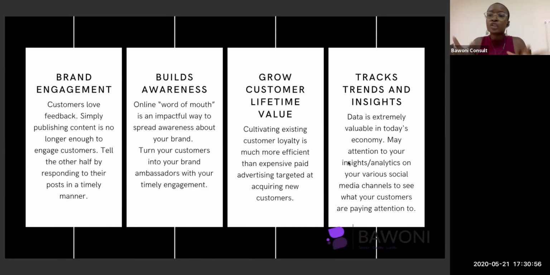Simply publishing content is no longer enough to engage customers. You have to find ways to develop relationships with your customers so that they develop loyalty to your brand. The second benefit is that it builds awareness. Online word of mouth is a really impactful way to spread awareness about your brand. It turns your customers into your brand ambassadors with your timely engagement.